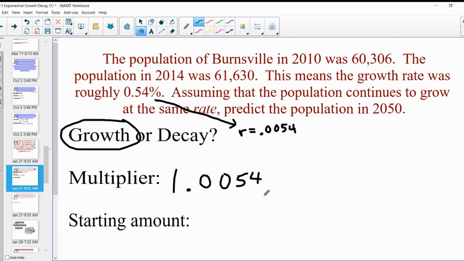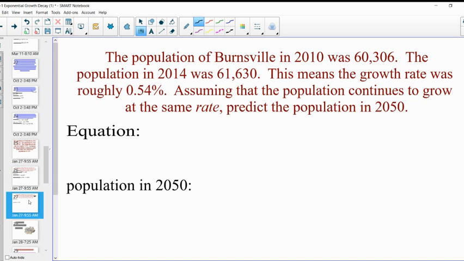And my starting amount, this one's a little bit open for interpretation. If I want to say that my starting year is 2010, I might use 60,306. If I do that, then I'm saying that 2010 is year 0 in the scenario. But I could also interpret this to be that 61,630 is my starting amount. And if that's the case, 2014 is year 0, and both of these are going to work. We'll see that we get a little bit of rounding error depending on which one we do, but I'll show that on this next slide.